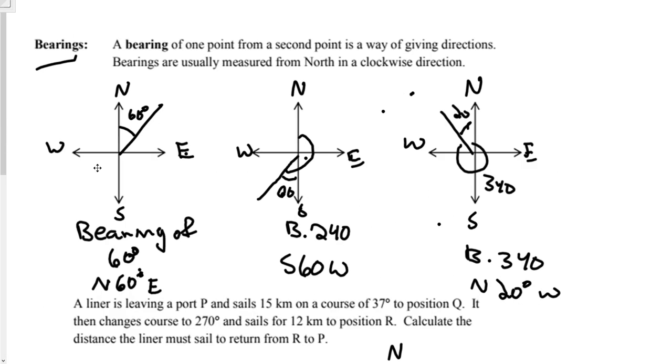All right, so here's some stuff on bearings. Whenever you're dealing with bearings, it's like dealing with compass directions, but we measure everything off of north and we go clockwise. So if I gave you a bearing of 60, I would measure 60 degrees off of north in the clockwise direction, right? And I could say that's a bearing of 60, or I could say that's north 60 degrees east.